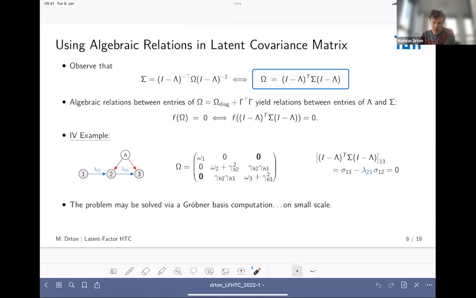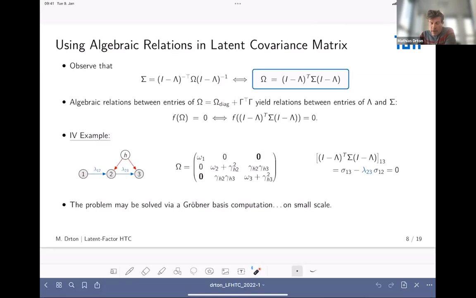Okay, and to show you in the IV example how easy this is: in the IV example, for the latent covariance matrix, forget about the blue edges. Just look at the red part of the graph. What's the parametrization? Well, there are variances for the three nodes coming from noise. And then there's latent confounding by one variable that only affects 2 and 3. So that means the latent covariance matrix in particular has 2 zero entries, coming from the fact that variable 1 is not subject to this latent confounding.